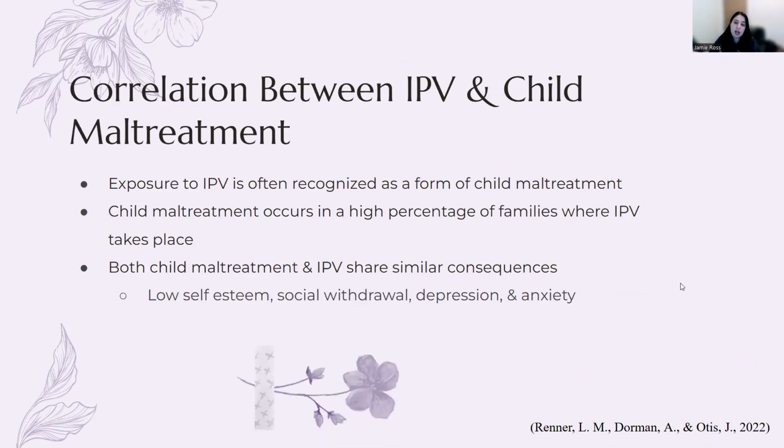The correlation between IPV and child maltreatment: exposure to IPV is often recognized as a form of child maltreatment, and child maltreatment occurs in a high percentage of families where IPV takes place. Both child maltreatment and IPV share similar consequences. The reason for the second one is typically that when there is IPV and maltreatment happening at the same time, it's emotional and physical. So there is an aggressor in the household.